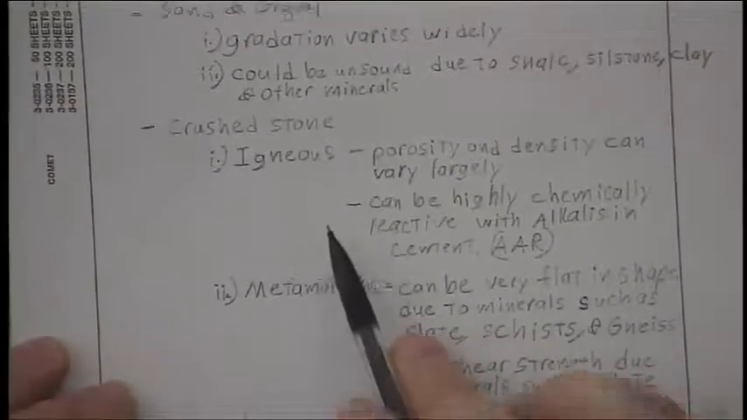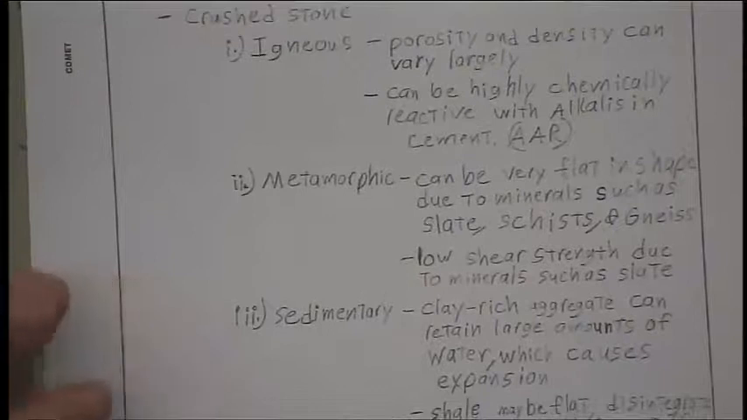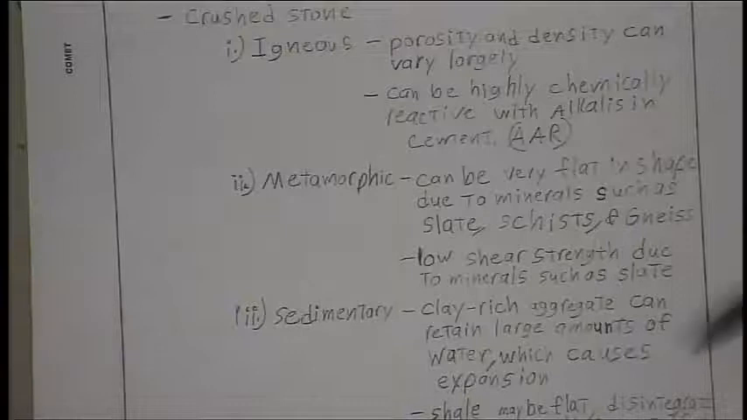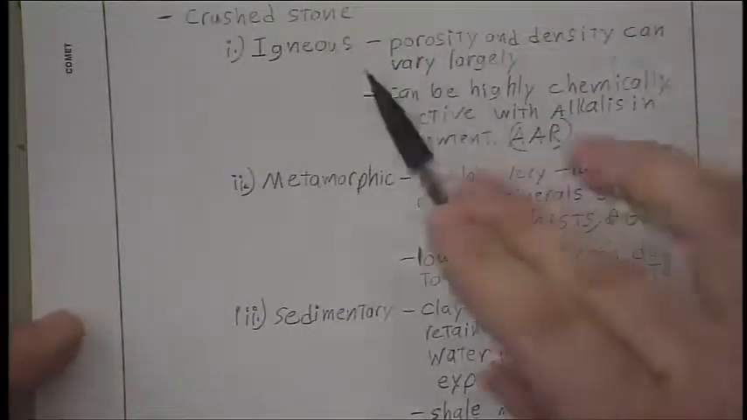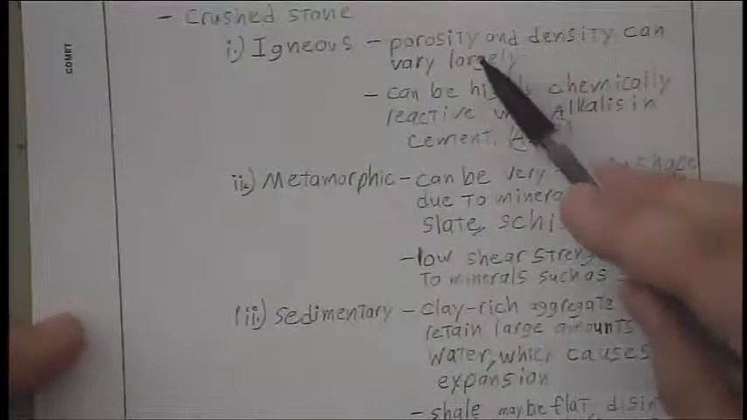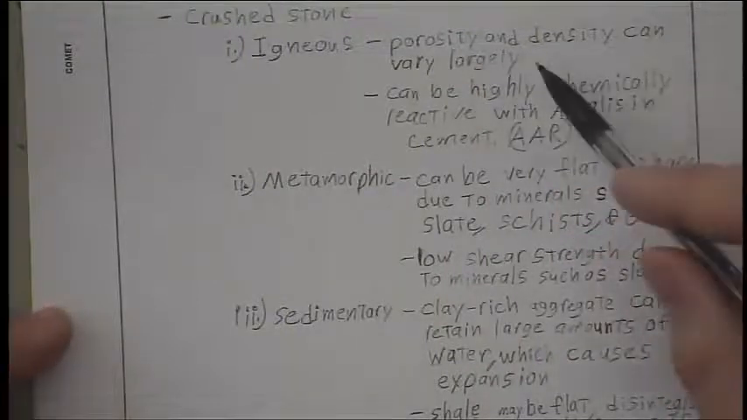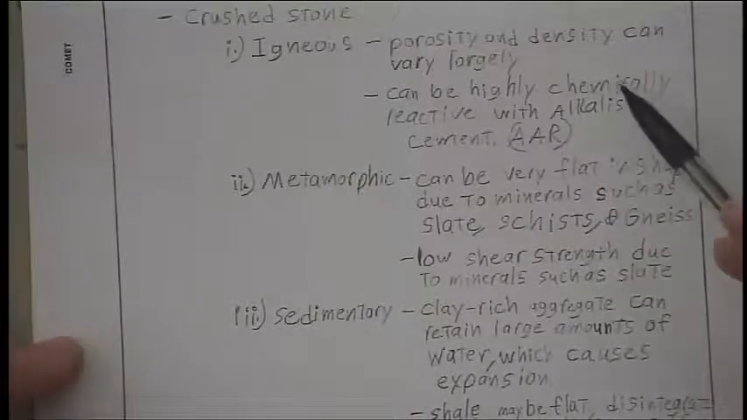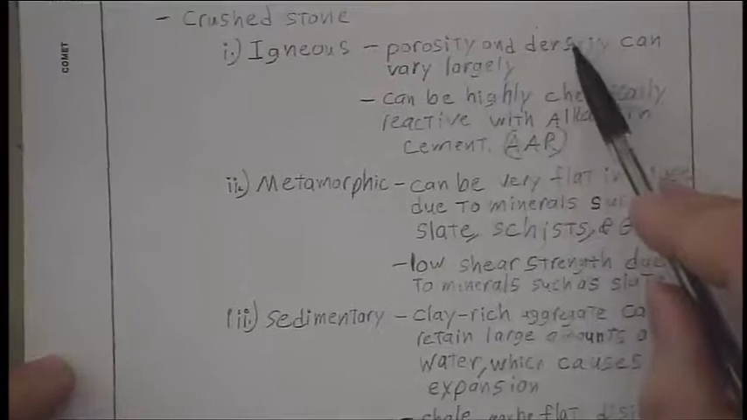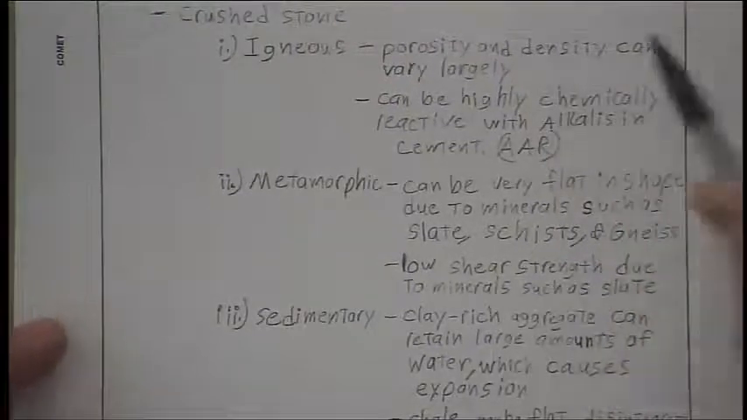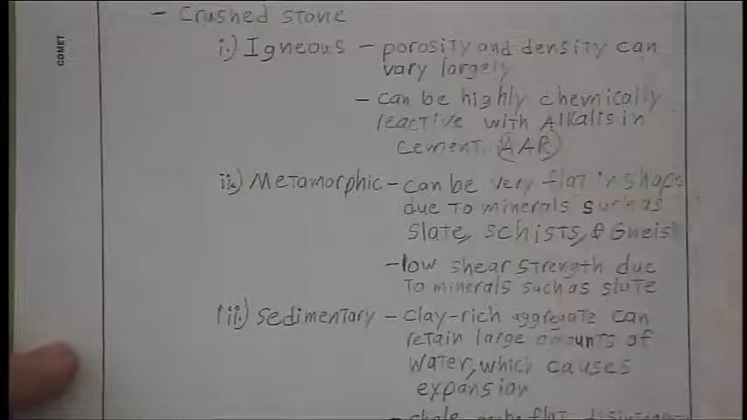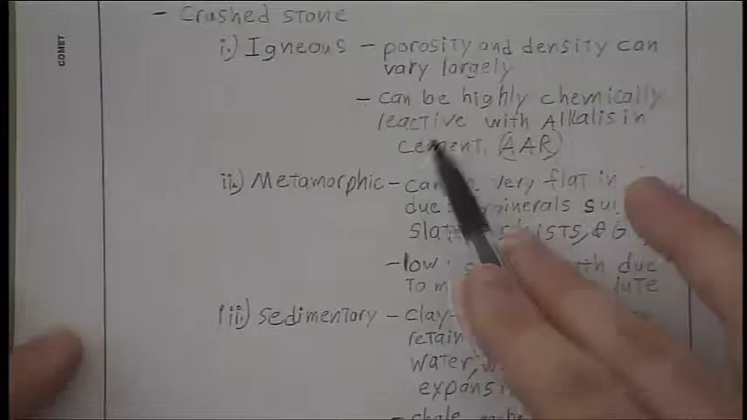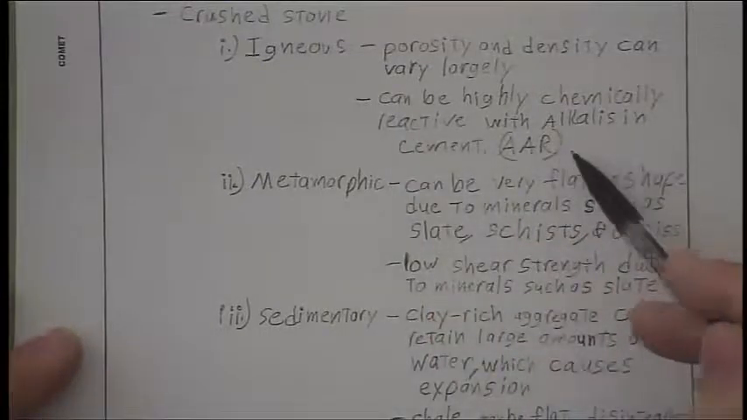And so typically with crushed stone, you have your three different geology names: igneous, metamorphic, and sedimentary. With igneous, the density and porosity tend to vary very largely, which would make sense for these two terms, porosity and density, as if you have a lot of porosity, your density is obviously going to change too. You don't have as much material.